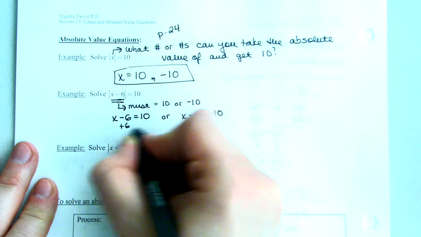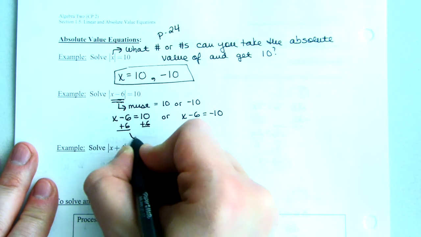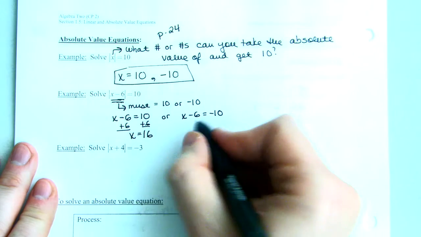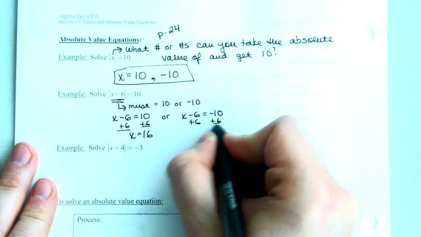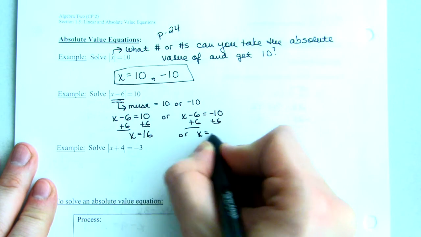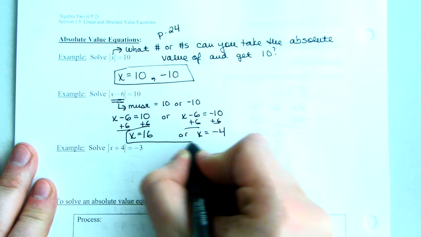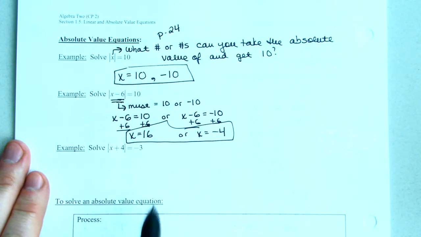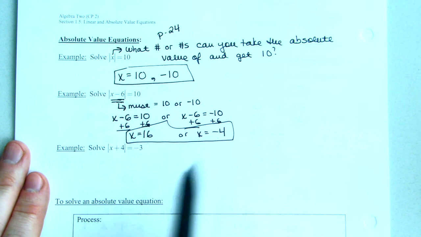I'm going to add 6, add 6. I'm going to get x equals 16. Over here, add 6, add 6. I'm going to get x equals negative 4. There are two answers to this equation, either x equals 16 or x equals negative 4.